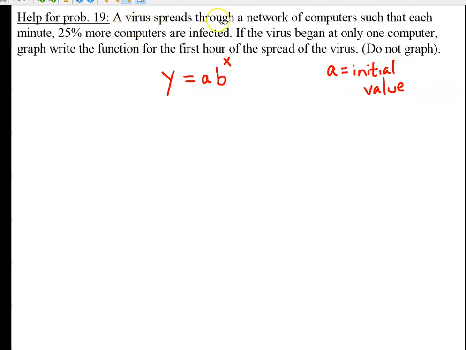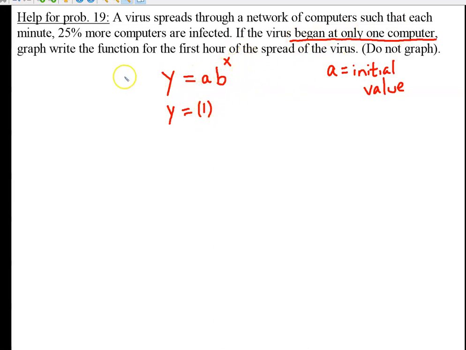So we're told a virus spreads through a network of computers such that each minute 25% more computers are infected. If the virus began at only one computer, that tells me my initial value is just going to be 1. Now we typically don't write coefficient 1, but for purposes of illustration, I'm just going to go ahead and write it. So you can see that my initial value in this problem is 1.